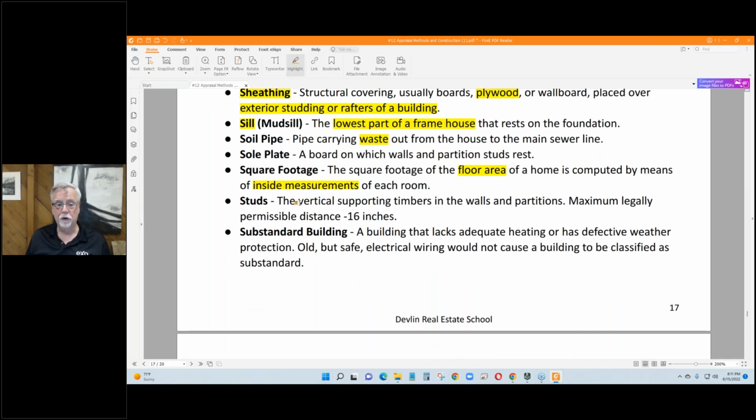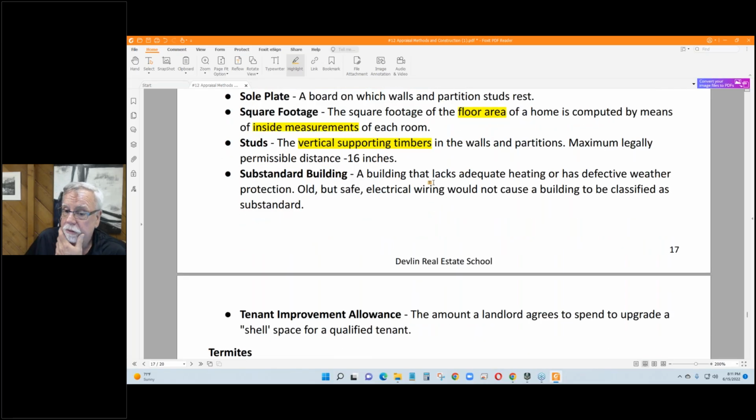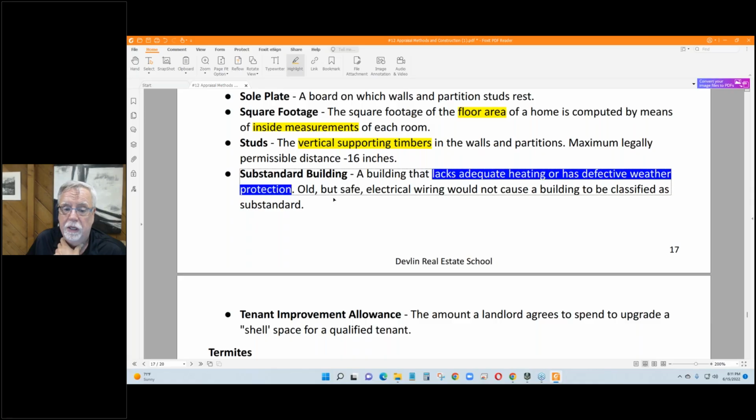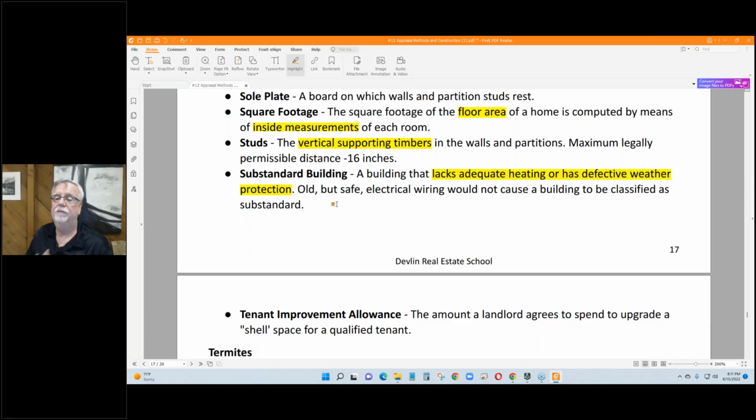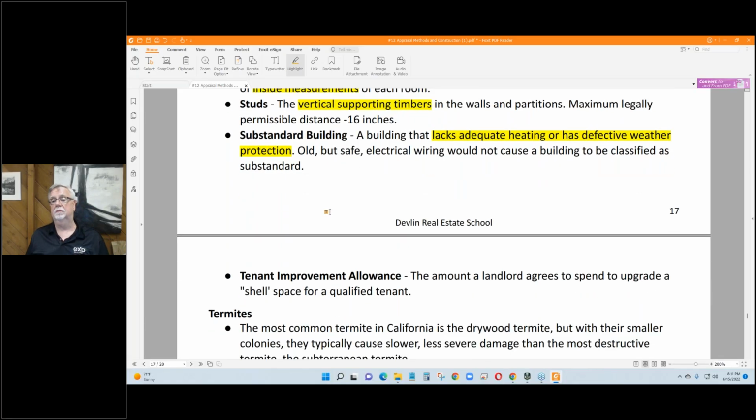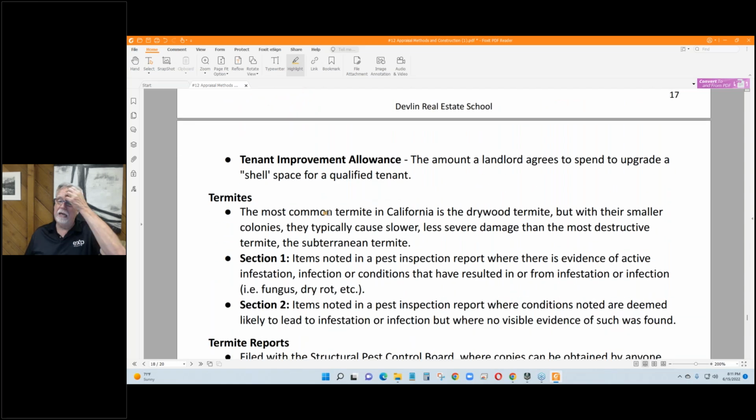Studs are vertical supporting timbers in walls and partitions. They can't be more than 16 inches apart. A substandard building is a building that lacks heating or has defective weather protection. If it's old and safe, it's not substandard, right? Not substandard. And a tenant improvement allowance is what you would give on a shell space where the landlord agrees to spend money to upgrade.